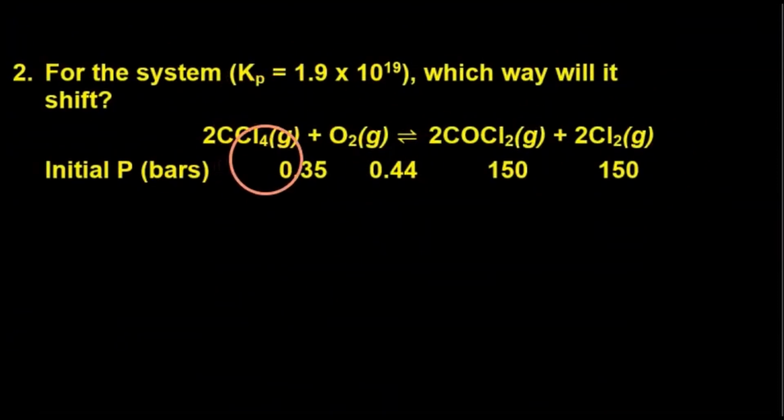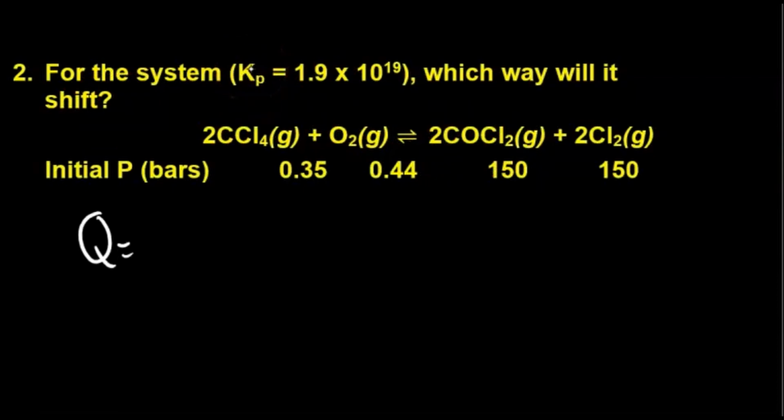Now, this one has to do with gases. So I wanted to give you a gases example, but nothing changes. It's literally the same. So for the system, Kp, and P is just for pressure, equals 1.9 times 10 to the 19. Which way will it shift? This is our equilibrium reaction right here. And we have some initial conditions just like this. So if we want to know which way it will shift, we need to know what our Q is.